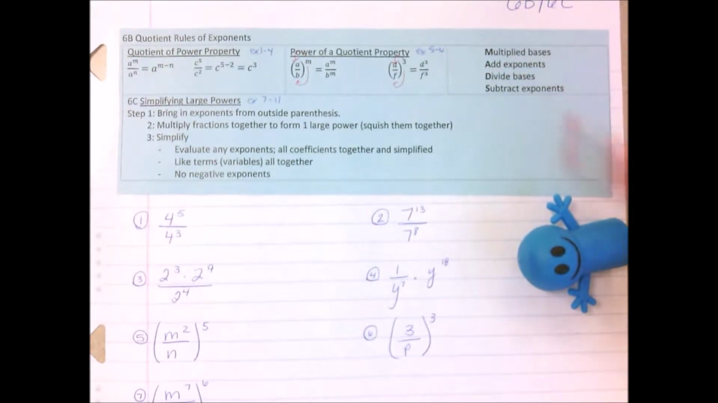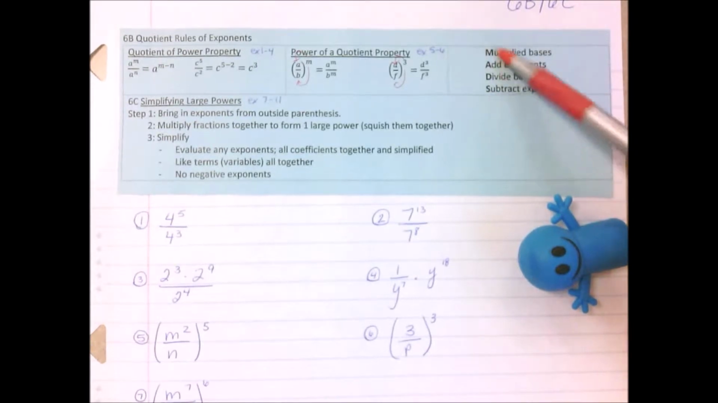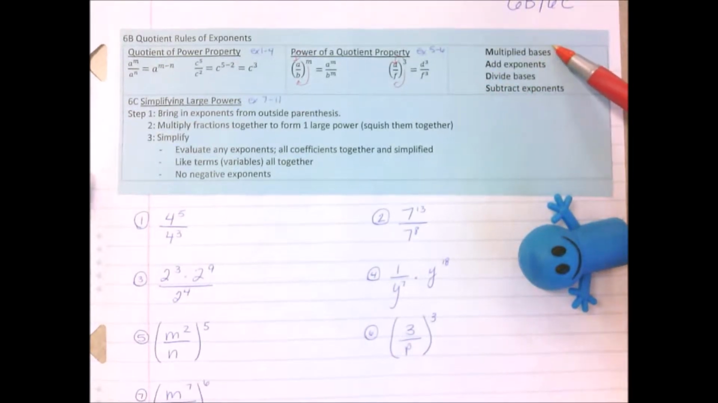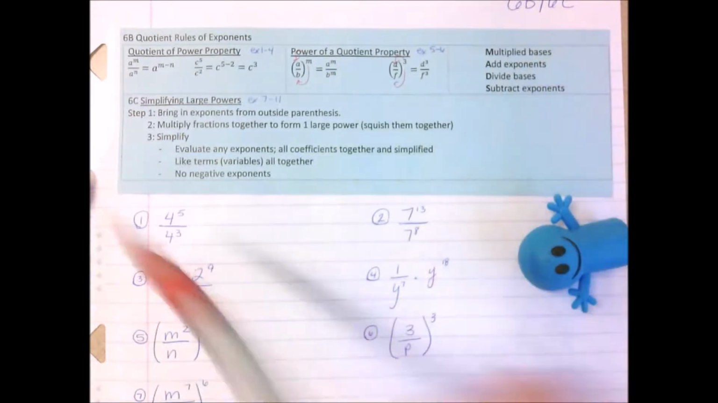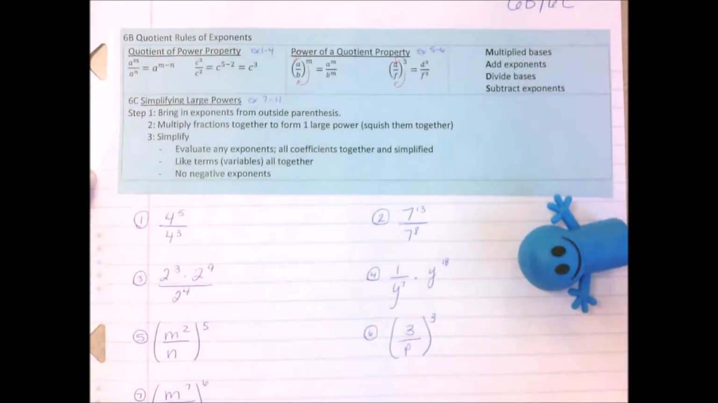This combines with our multiplication rules, and this acronym MADS can help you there. When you're multiplying bases, you add the exponents. When you're dividing bases, you subtract the exponents. We learned the addition in section 6a, and today we're looking at the subtraction in our quotient of powers rule.